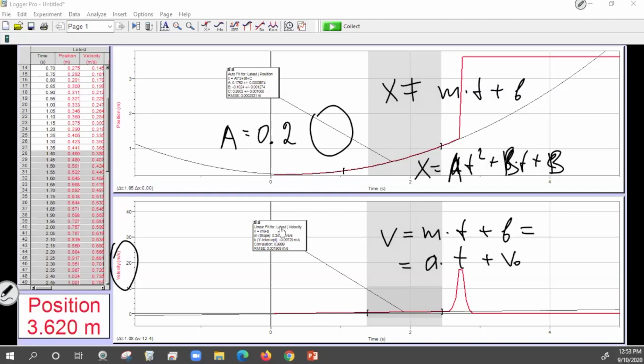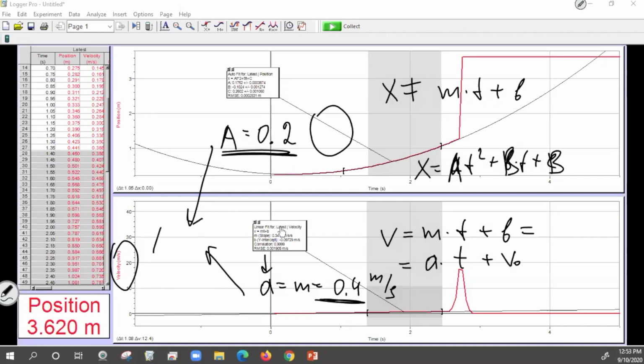And if I read this graph, the slope is equal to about 0.4, and that is meters per second. And interesting fact, if I take this coefficient and I multiply by 2, I get this coefficient. 0.2 times 2 equals 0.4.